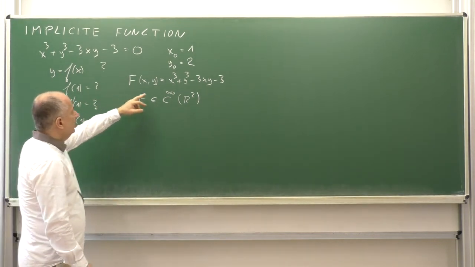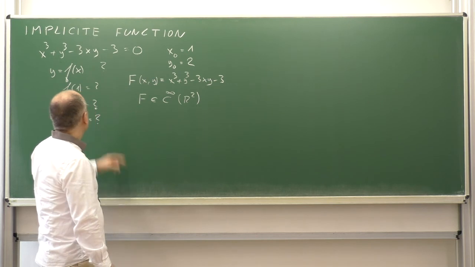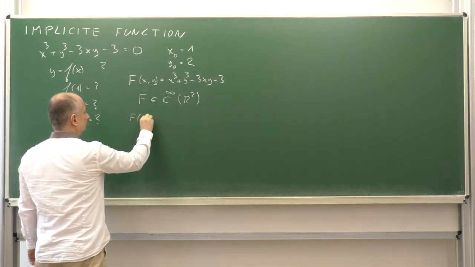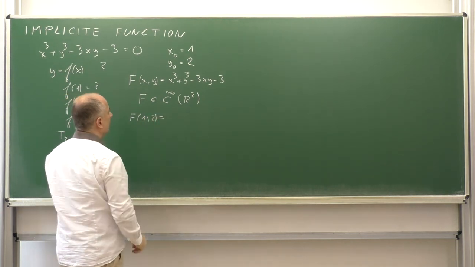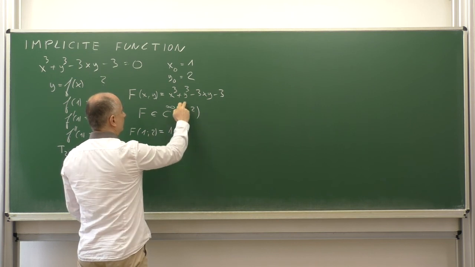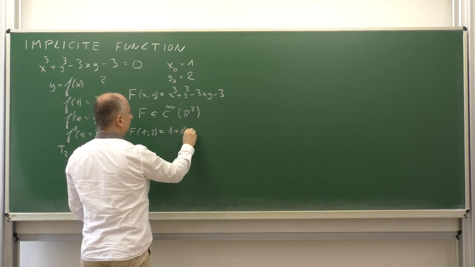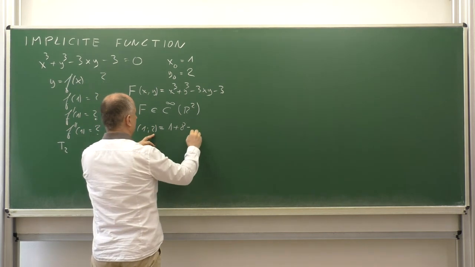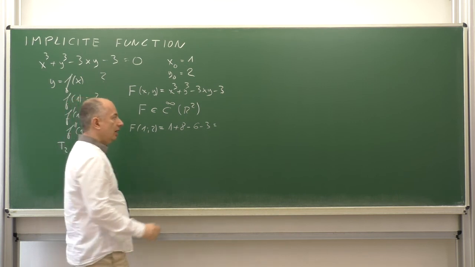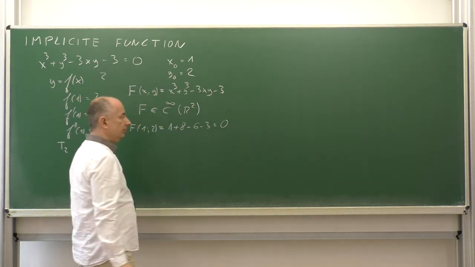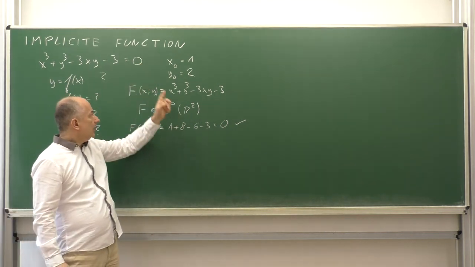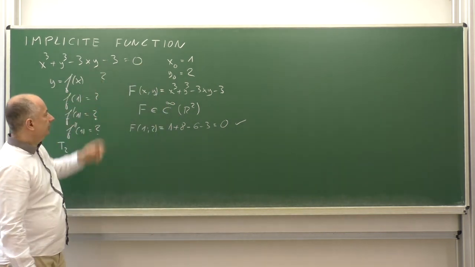First, we want to check whether the point (1, 2) satisfies this equation. So if x is 1, this is 1. If y is 2, this is 8. Minus 6 minus 3 is 9 minus 9, which is indeed 0. That's good. That means the point does lie on this curve.